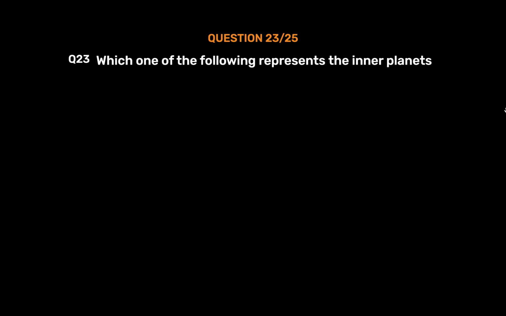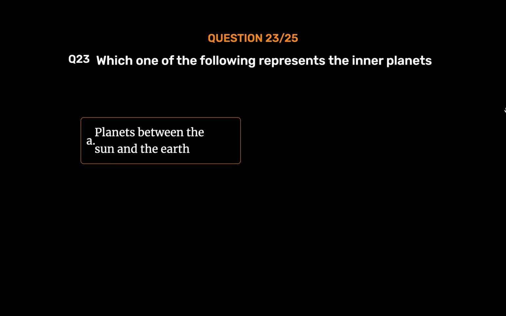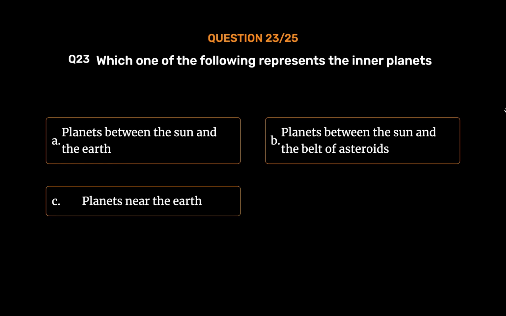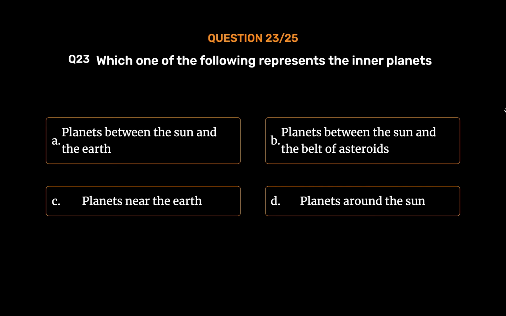Question number 23. Which one of the following represents the inner planets? Option A. Planets between the Sun and the Earth. Option B. Planets between the Sun and the belt of asteroids. Option C. Planets near the Earth. Option D. Planets around the Sun. The correct answer is Option B.